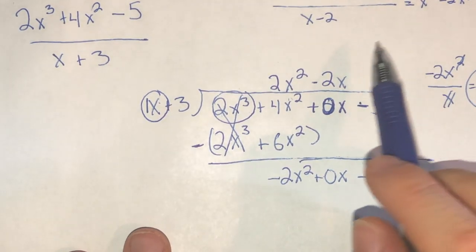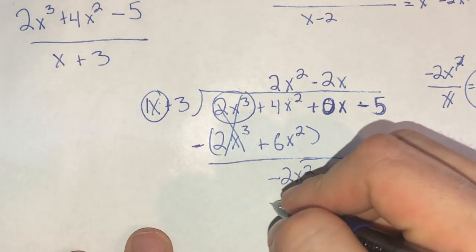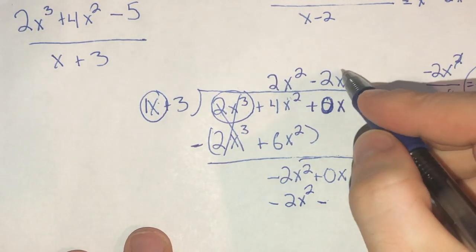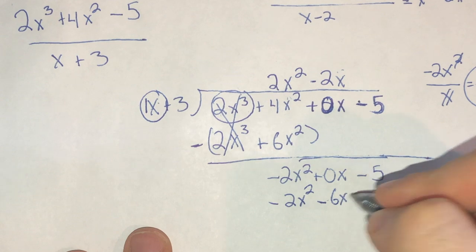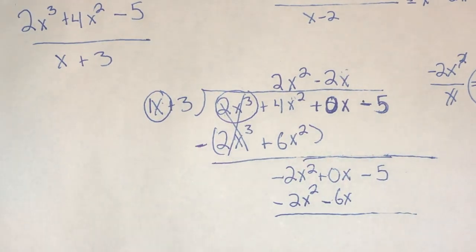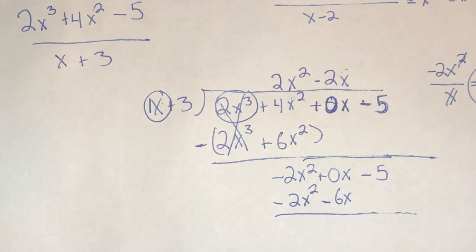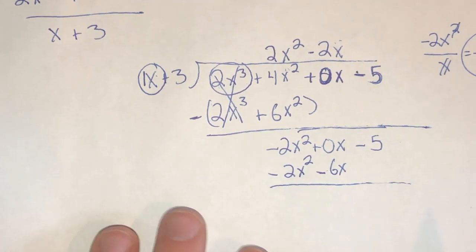So again, I multiply everything through, and I get -2x squared minus 6x. And that is the reason why I use those placeholders of 0. If I didn't use that, I'd be like, oh man, I had this -5 that I brought down, where is the x going to go? So that's why it's really important to have those placeholders.